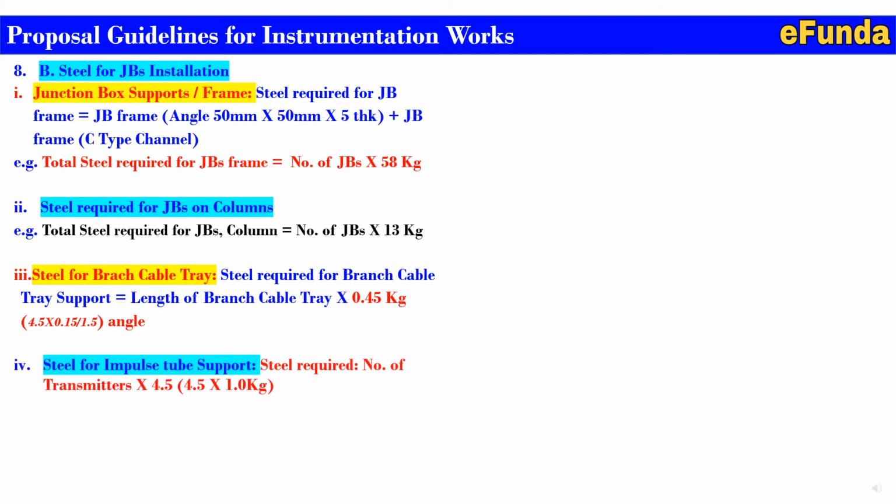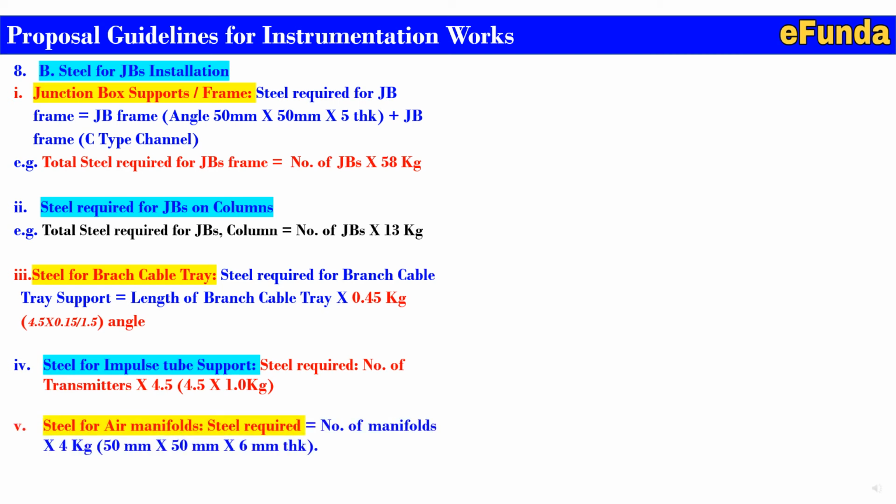Fourth point, steel for impulse tube support. Steel required for the impulse tube support is equal to the number of transmitters into 4.5, that is 4.5 into 1 kg for one particular type of this impulse tube support. Fifth, steel for air manifold, that is steel required is equal to the number of manifolds into 4 kg, that is a 50 mm by 50 mm by 6 mm thick angle support is considered for air manifold.